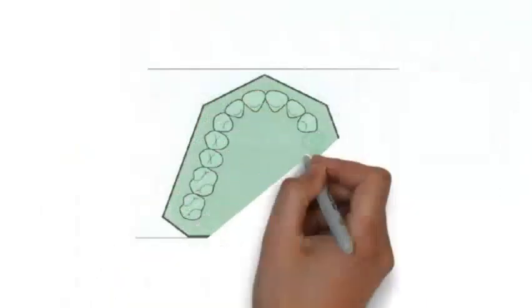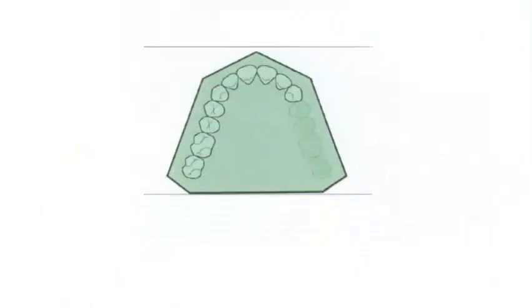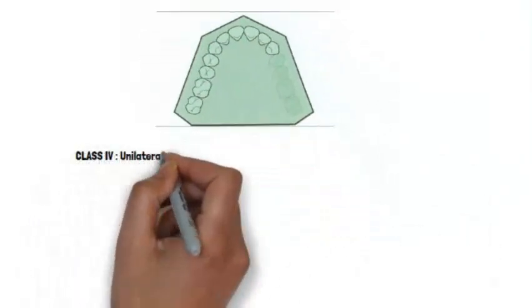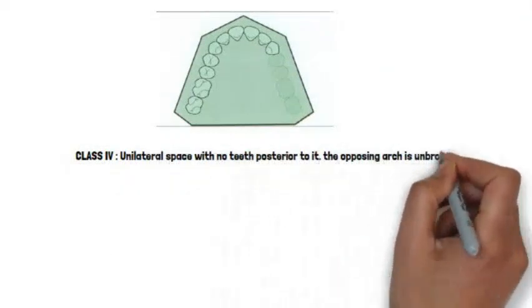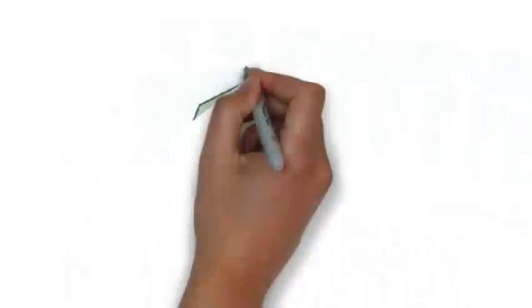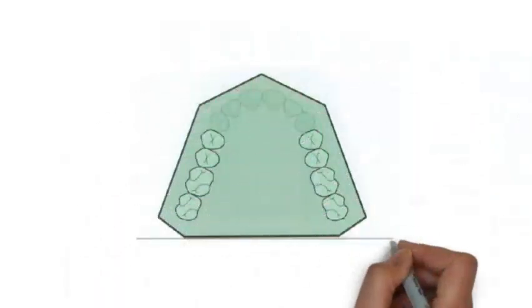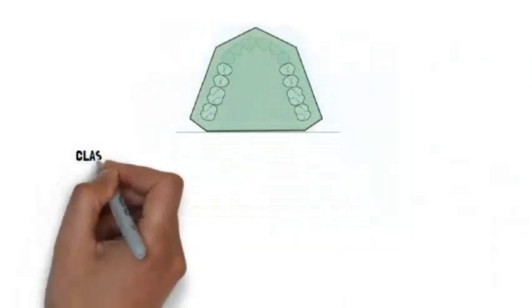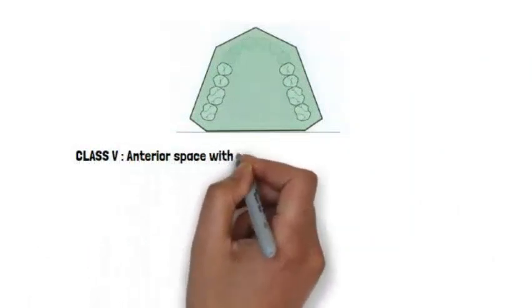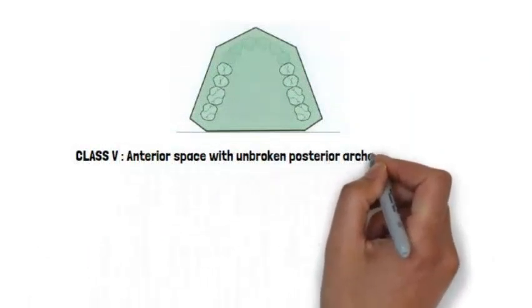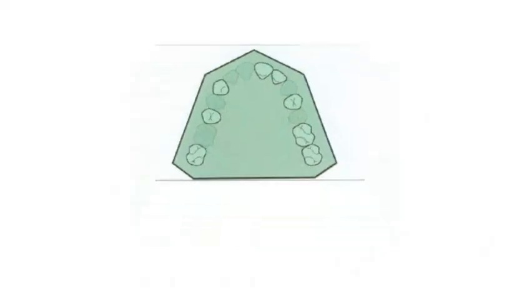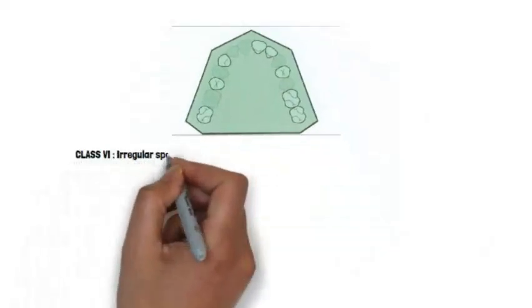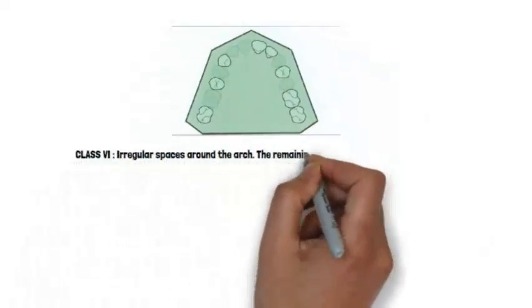Class 4, unilateral space with no teeth posterior to it, the opposing arches unbroken. Class 5, anterior space with unbroken posterior arch on both sides. Class 6, irregular spaces around the arch. The remaining teeth are single or in small groups.